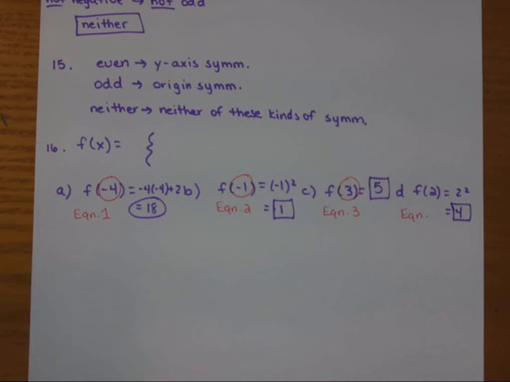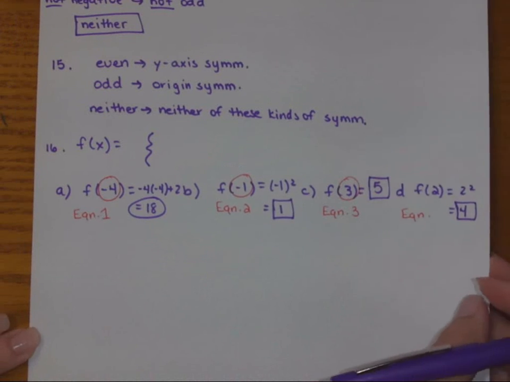Okay, so for these piecewise functions, which is what 16 and 17 actually is, you just plug it into whichever part of the equation is appropriate based on the x you're given.